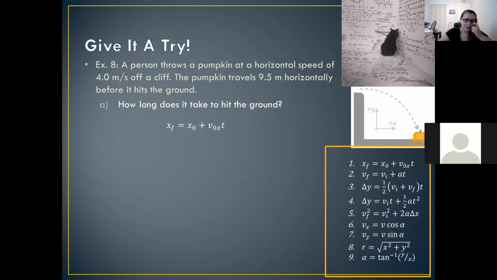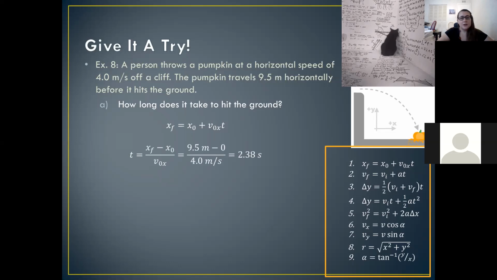How long does it take to hit the ground? So the best equation to use for this, given what we're given, is equation number 1, right? Because we're given a horizontal velocity, 4 meters per second, and a horizontal final distance of 9.5 meters. Since both of those values are horizontal values, it makes the most sense to use an x version of an equation. And the only thing that we don't know is time, right? We're going to assume that our origin point is where we are letting go of the pumpkin, and so that would make an initial x position of 0.